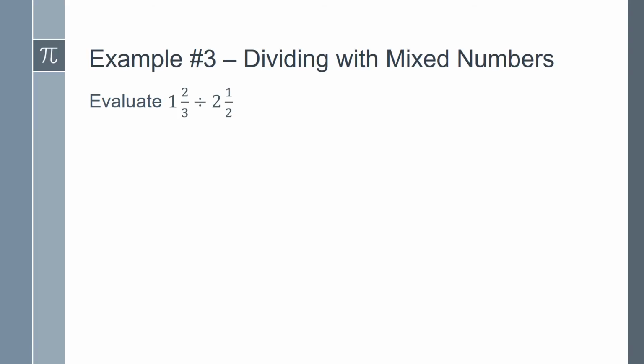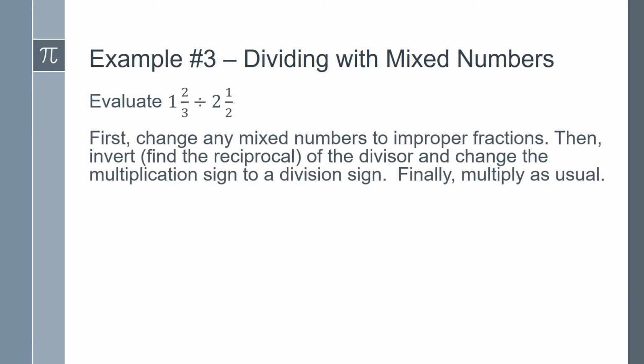For example number 3, we will use mixed numbers. We need to evaluate 1 2/3 divided by 2 1/2. Our first step will be to change the mixed numbers to improper fractions. Then we'll find the reciprocal of the divisor and change the division sign to a multiplication sign. And then in the last step, we'll multiply as usual.